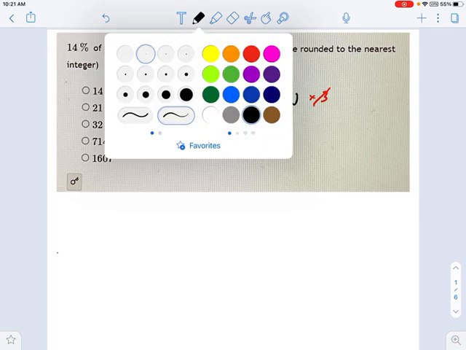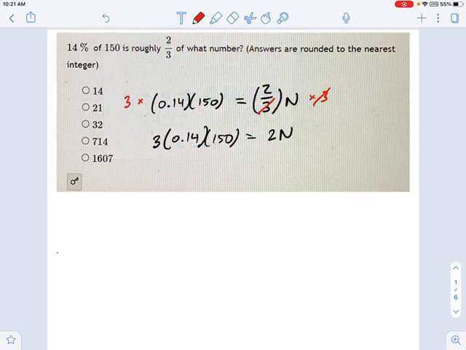Okay, no problem. We're going to balance the equation some more. I want n by itself. So let's divide each side by 2. And that's going to cancel out these things. All you have left on the right side is n, your number. So let's go through and figure out what this is. 3 times 0.14 times 150 divided by 2. Okay, it looks like this is equal to 31.5 equals n. Okay, so that's not in the list.